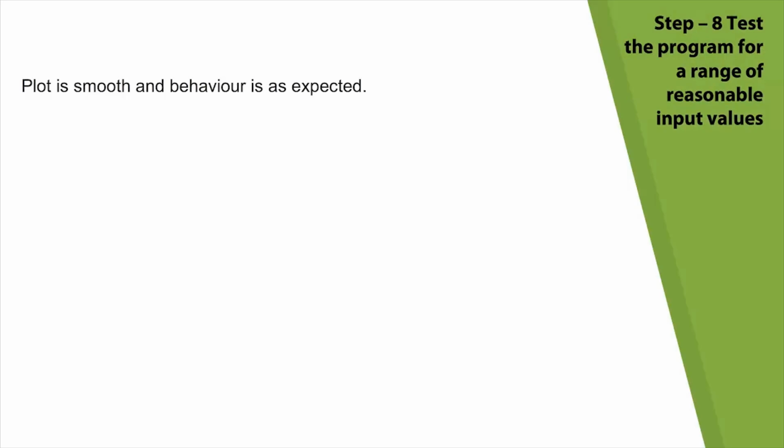Step 8 is testing the program against a range of reasonable values. This is an optional step. We can further test the program for various values of L1 and L2 and various cases, like values for L1 less than L2 or L1 greater than L2. We can examine these resulting plots and see whether the output still remains reasonable.